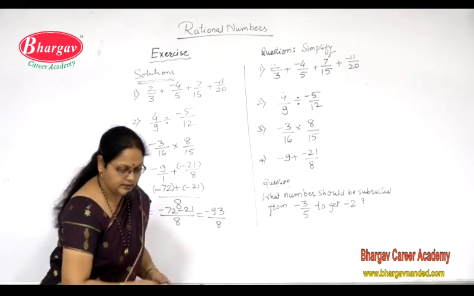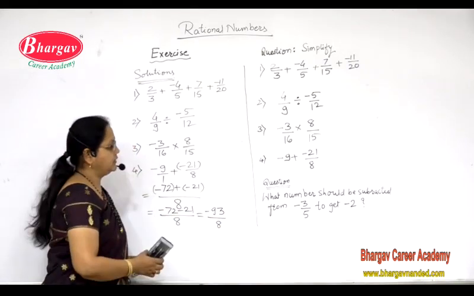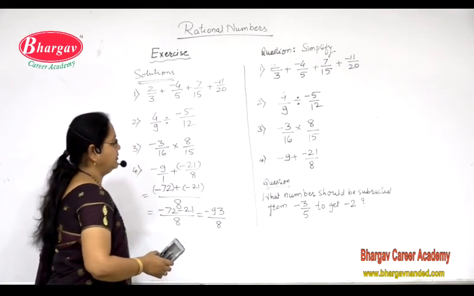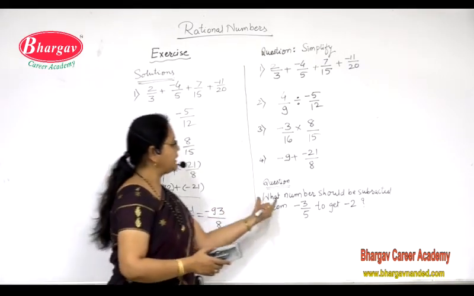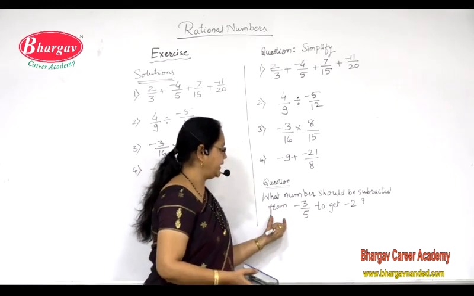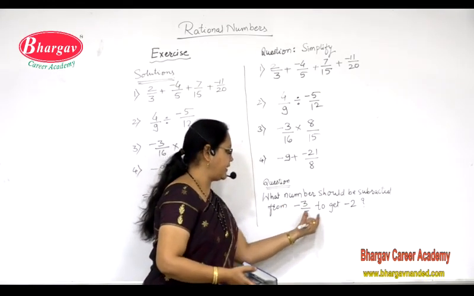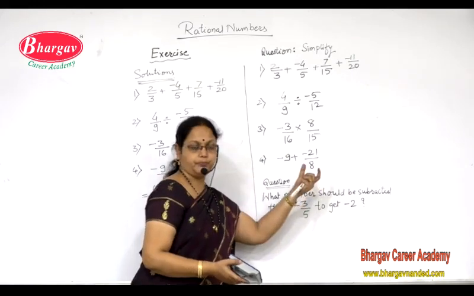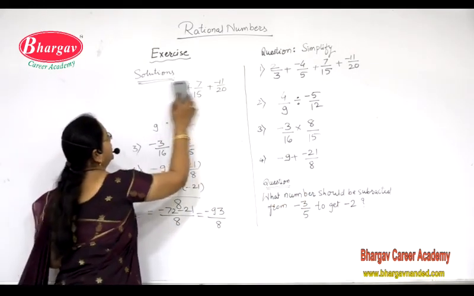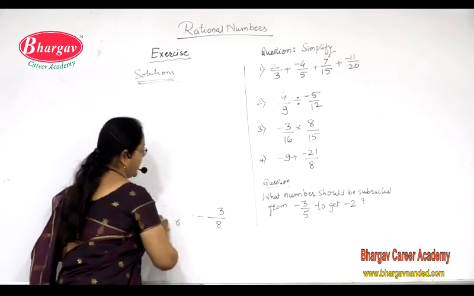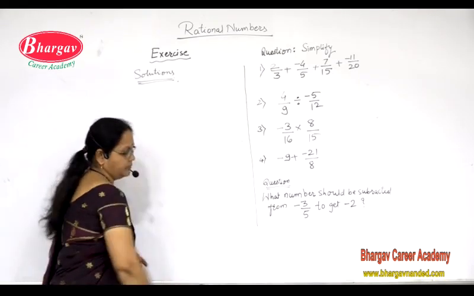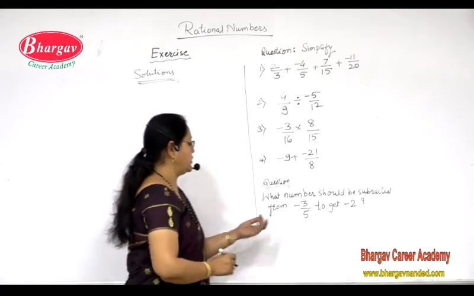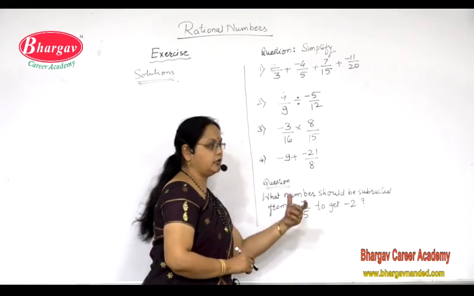Let us discuss this second question. It is a word problem. The question is, what number should be subtracted from minus 3 by 5 to get minus 2? So in this case we have to find an unknown number which we subtract from minus 3 by 5 in order to get minus 2.